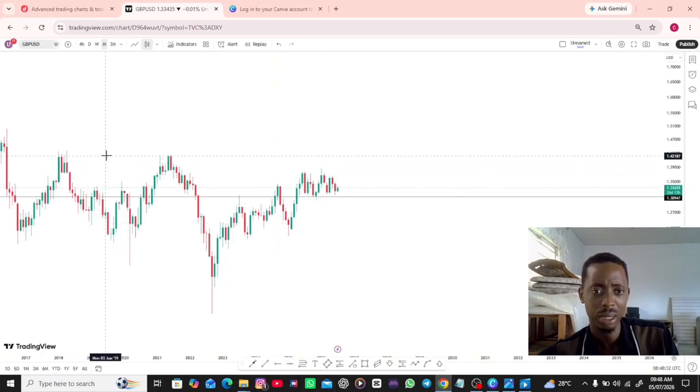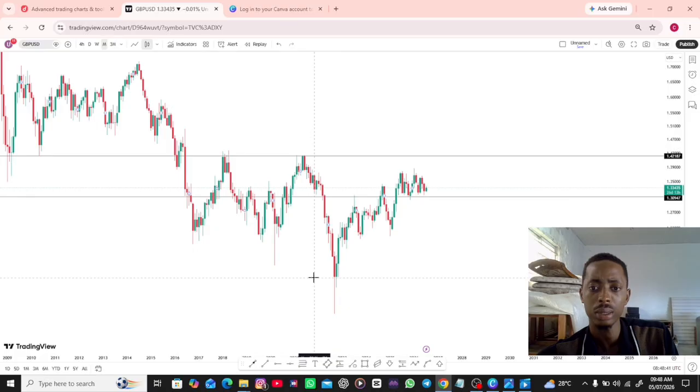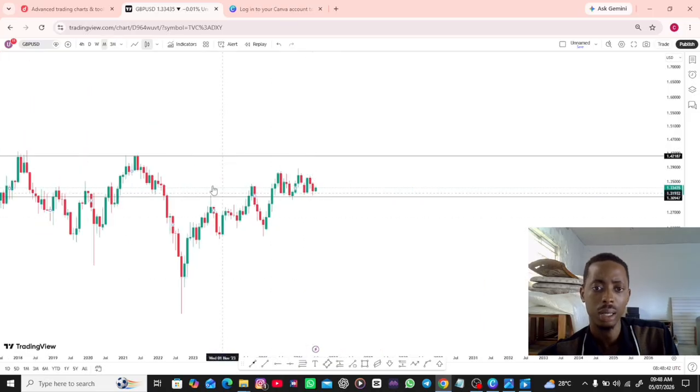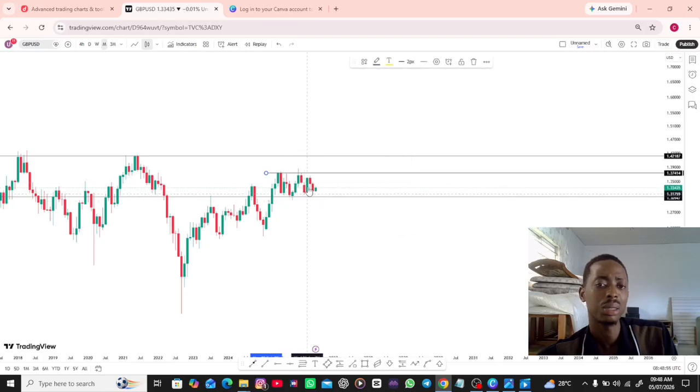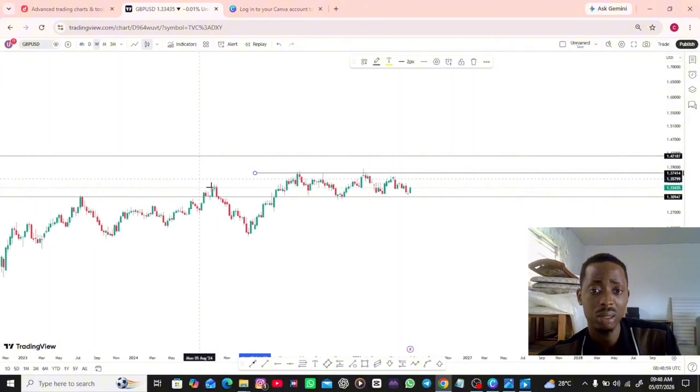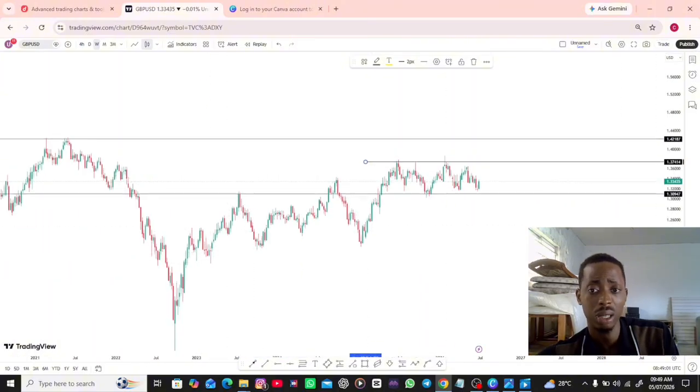I mark out this level, this level around here, and I'll mark out these levels. These are the only levels I need. And from this, you understand that GBP/USD is ranging on the higher time frame. It's not trending, it's just ranging on the higher time frame.